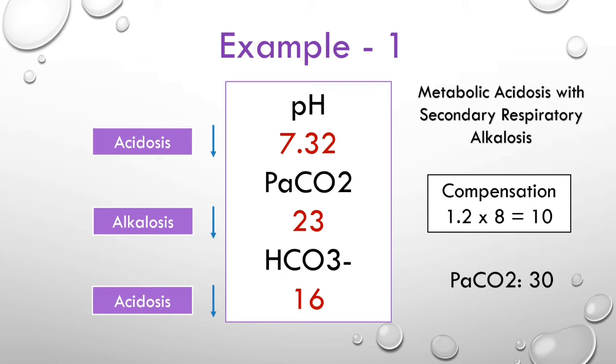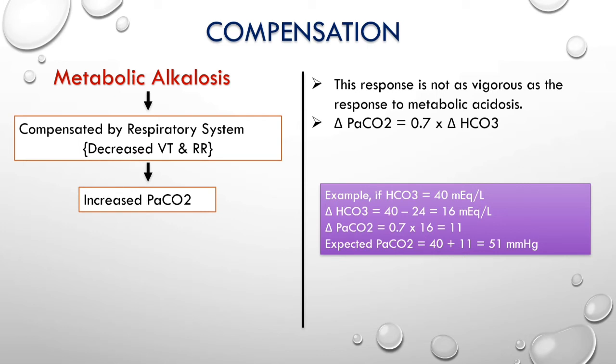The point is, we need to know the expected compensation. Now coming to metabolic alkalosis, the opposite will occur and there will be an increased PaCO2 level by decreasing the tidal volume and respiratory rate, meaning the person would retain carbon dioxide. This response, however, is not as vigorous as the response to metabolic acidosis. So the change in PaCO2 in case of metabolic alkalosis is 0.7 multiplied by the change in bicarbonate.